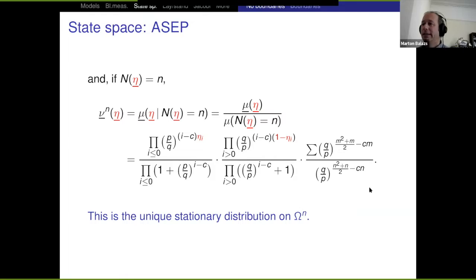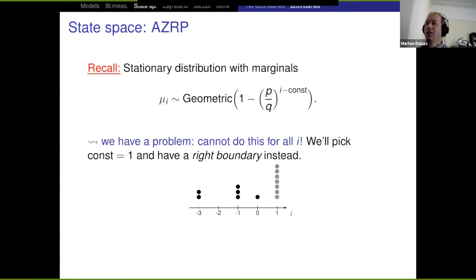Okay, let's keep this in mind, because now I'm going to switch to zero range. So I'm going to look at zero range in the same light, except that something is going to be fundamentally different. Nobody stopped me when I said that we have the product geometric with these parameters. But if p is bigger than q and i is bigger than the constant, then this doesn't make any sense, because this is larger than 1. What is geometric with a negative parameter?